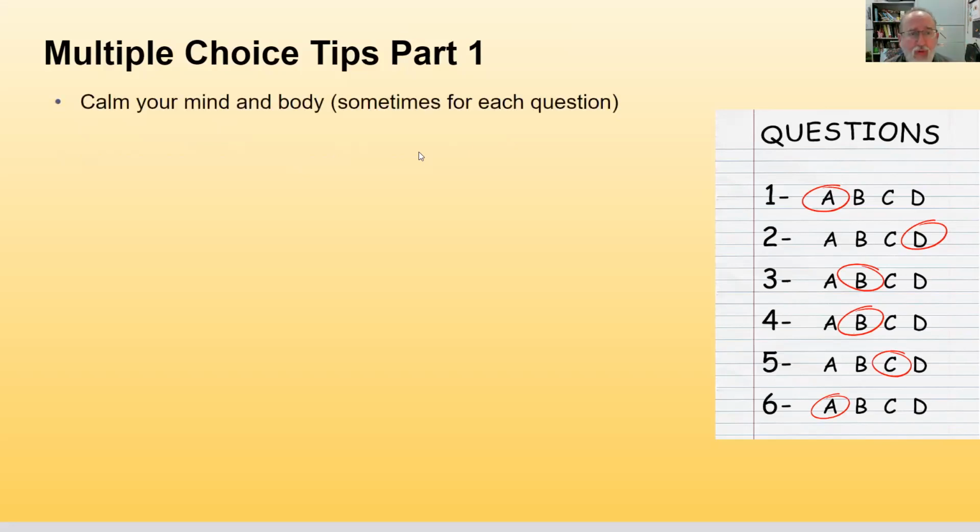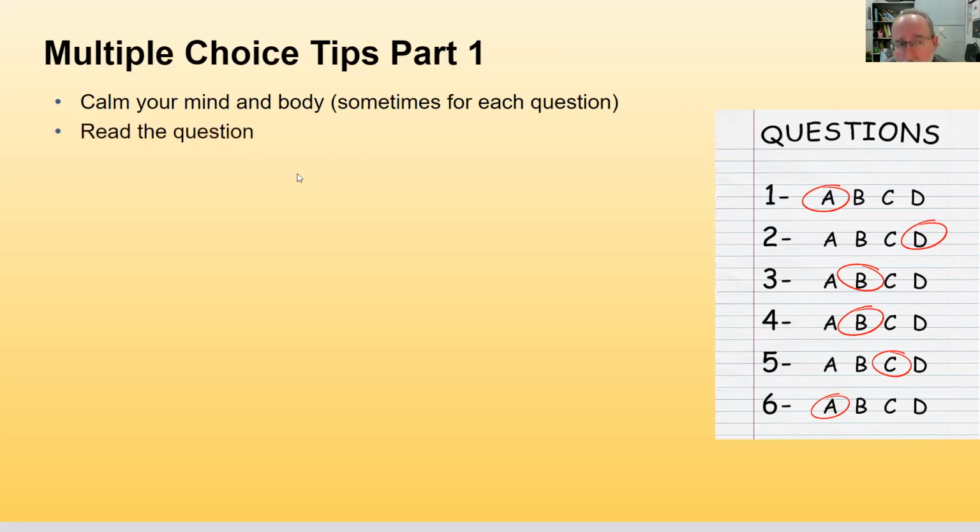So one of the first things you want to do when you sit down and take a multiple choice question, and you look at that question, is calm your mind and body. At some point, you might have to do this with each question because you might be comfortable with question one, then you get to question two, then question three hits you, and you get stressed out and you're full of anxiety again. You need to calm your mind and body down so you can bring your rational mind to play here.